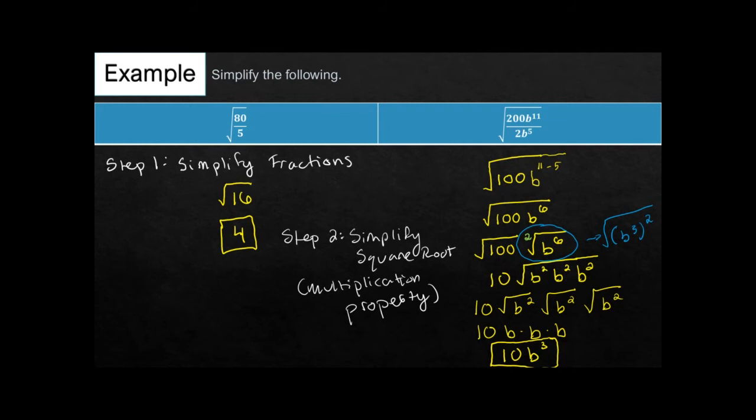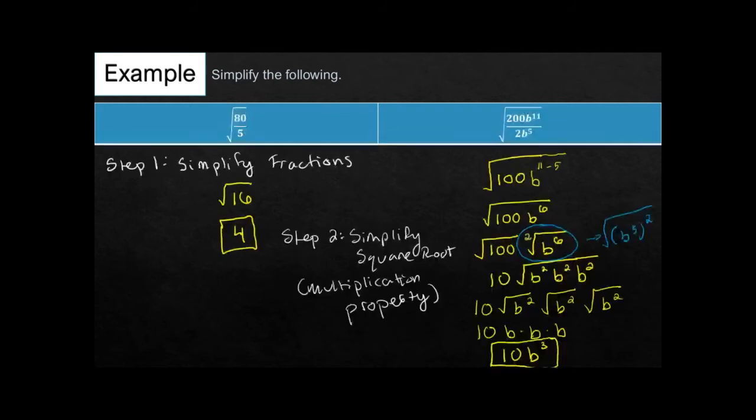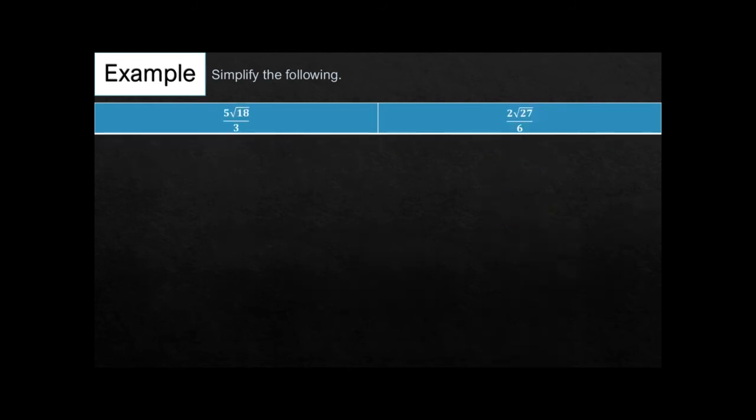Okay. So that's basically the basic rules when we're simplifying. We've got fractions inside here. So now we're going to get a little more complicated, and this is where the order of operations comes in, because when you're simplifying something like this, you have to know what order you're doing things. So I've got 5 times the square root of 18 over 3, and 2 times the square root of 27 over 6.